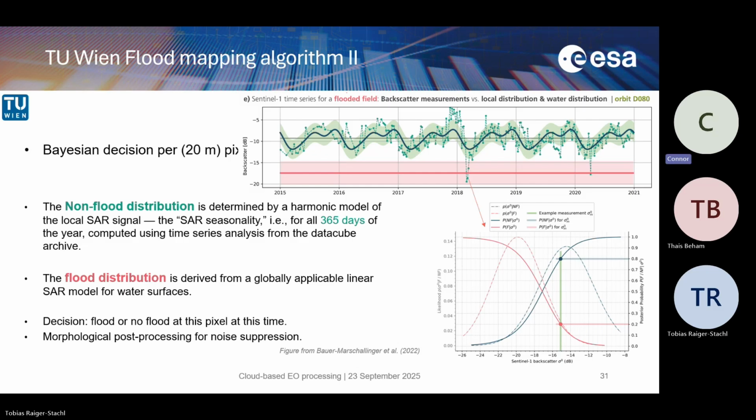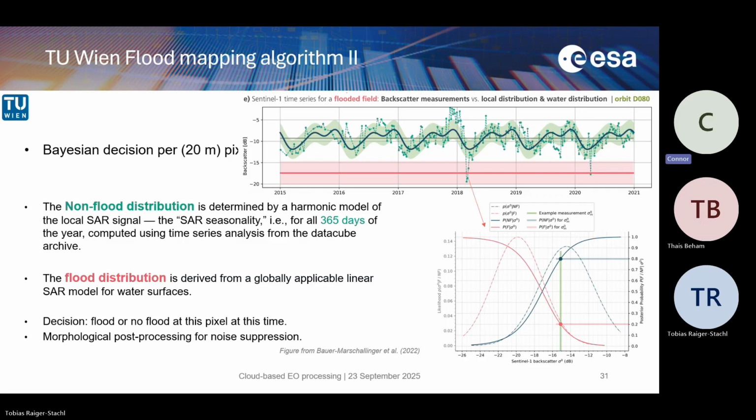So basically here it's really easy to understand how the method works. Here you can see the backscatter harmonic model that we have computed for each pixel for the whole world, modeled over 3 years. So we basically know the average behavior of the backscatter based on the time of the year and on the specific place.